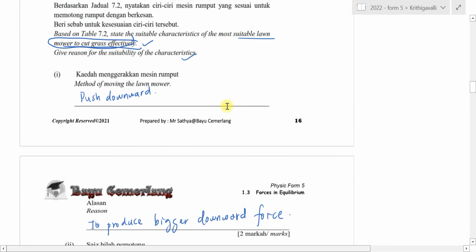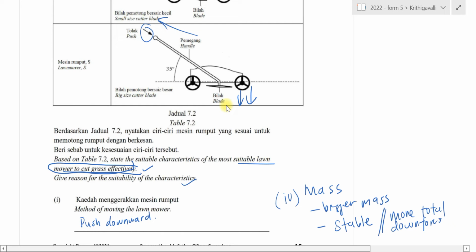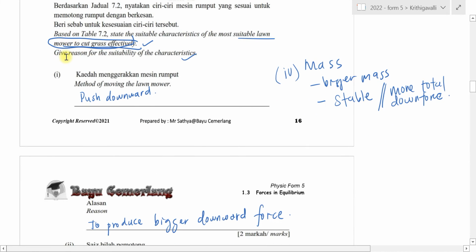Actually, they should include one more thing, which is the mass. They should ask about the mass. So in case they ask about the mass, what you can answer is you should use bigger mass. And for why bigger mass, you can say more stable, more total downward force. Something like that, for the same reason.